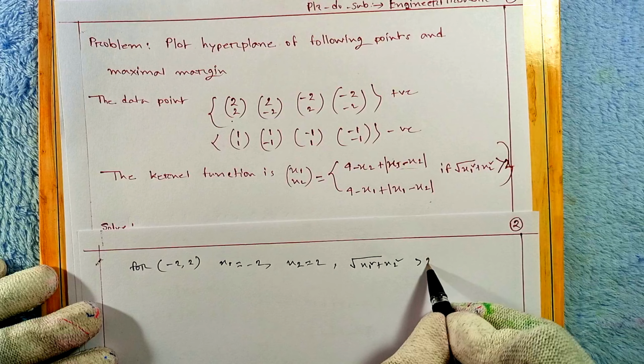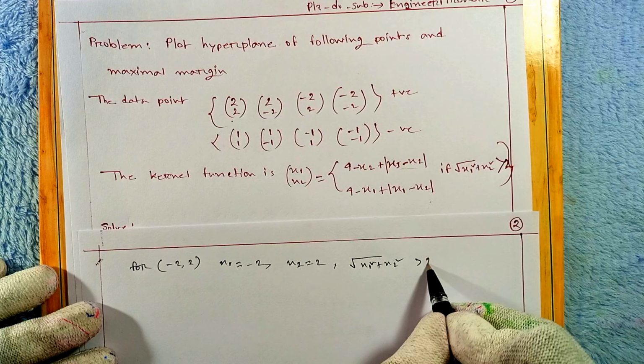So this is another question related to machine learning: plot the hyperplane for the following points. Now we have to find the hyperplane and the maximum margin. So we have some data points and we have the kernel function. Now you may tell me that we can easily use these points and find the hyperplane, but it's not possible. Let me show you why it's not possible.